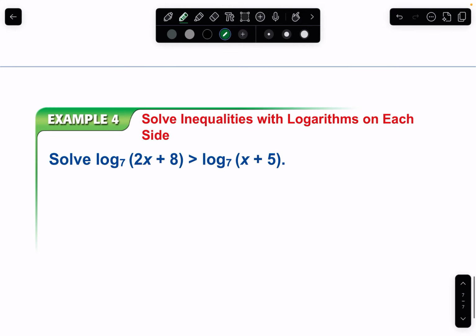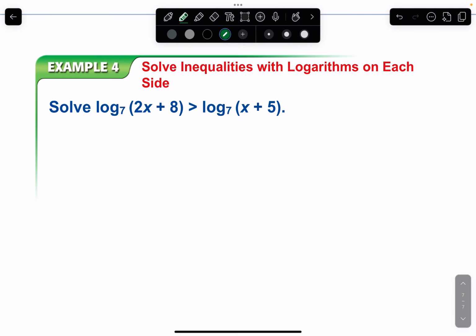Then looking at example 4, example 4 again is very similar to example 2. So there's a log 7 on both sides. So because there was a log 7 on both sides, I can really just cancel them out and really work with the problem that I'm left with. So I would have 2x plus 8 is greater than x plus 5. Up to you how you go about solving. I tend to keep my variable on the left side whenever I'm doing inequalities.